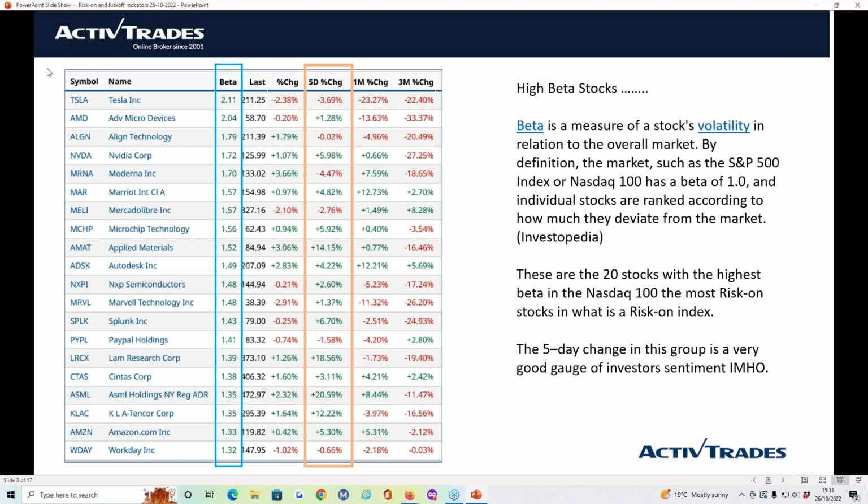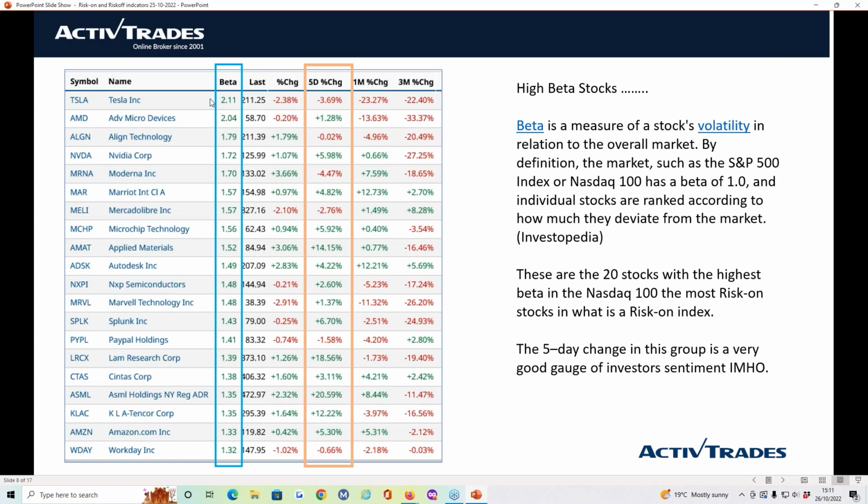Now, the table on the left-hand side here is of the top 20 highest beta stocks within the NASDAQ 100. The NASDAQ 100, of course, is probably the most risk-on index, and these high beta stocks are the most risk-on stocks, if you will, within that most risk-on index. So our first highlighted column just shows you what the beta for each of these stocks is.